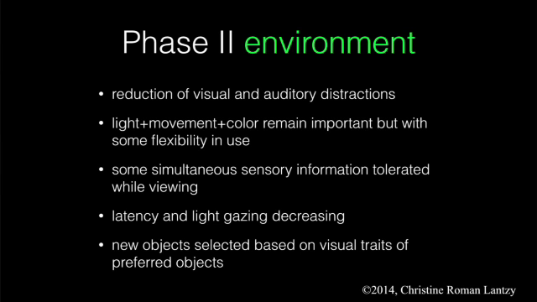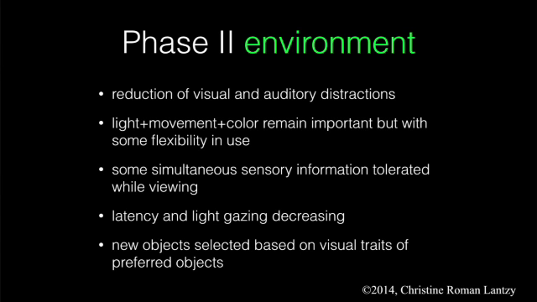Ultimately, by the end of phase 2, very few adaptations have to be put in place for the child to be able to maintain visual attention while also interacting and having additional sensory input. In phase 2, the environment includes light plus movement plus color as an important factor, but they will begin to be more flexible in their use.